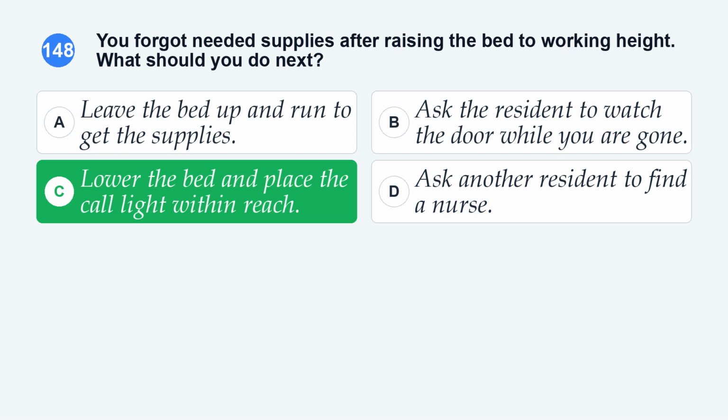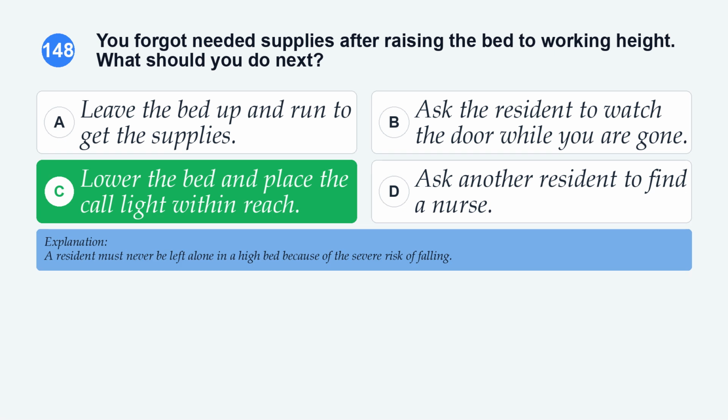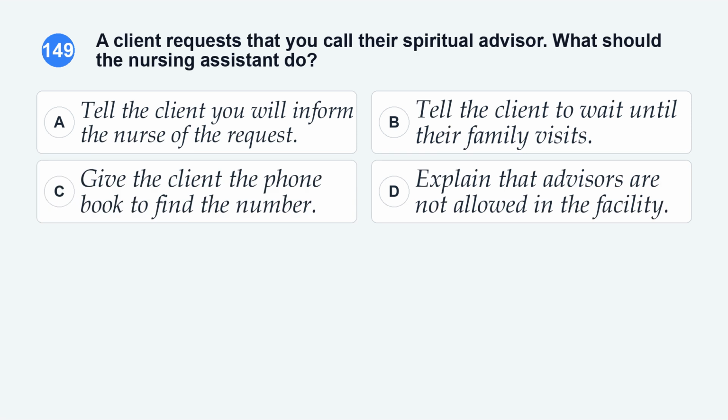The correct answer is option C, lower the bed and place the call light within reach. Explanation. A resident must never be left alone in a high bed because of the severe risk of falling. Question 149. A client requests that you call their spiritual advisor. What should the nursing assistant do?